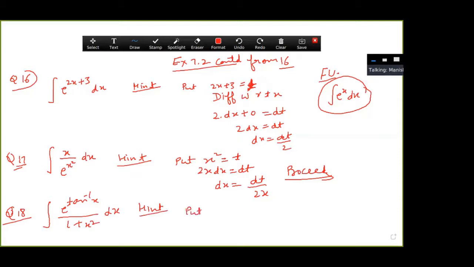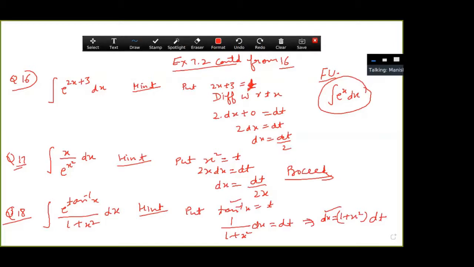Put tangent inverse x is equal to t. This gives 1 upon 1 plus x square dx is equal to dt, which implies dx is equal to 1 plus x square into dt. Now you have to put the value of dx and tangent inverse x. You will get the function in a standard form and you can integrate the function.